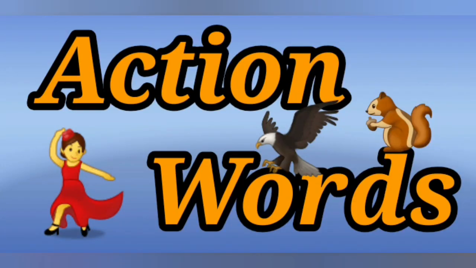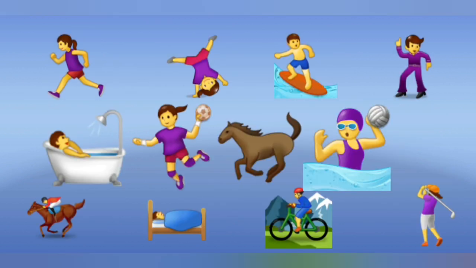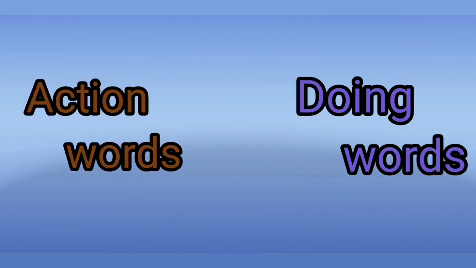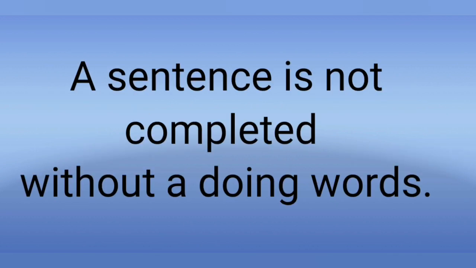Action words. When we look around, we can see every person, animal, or thing is doing something. So the words that tell us what someone or something does are called action words. Action words are also said to be doing words. In a sentence, action words or doing words are very important. Without doing words, a sentence is not complete.